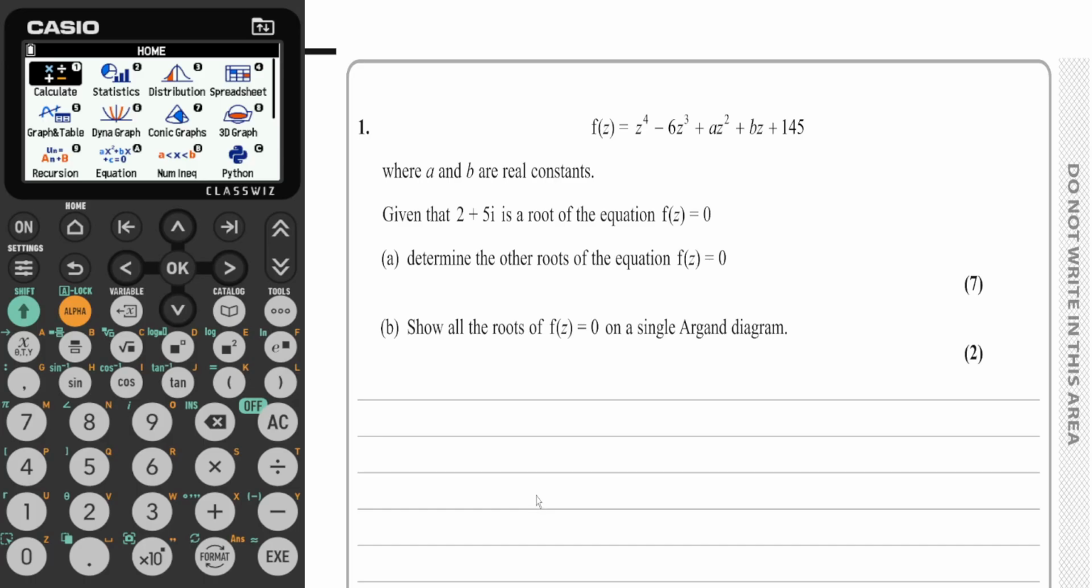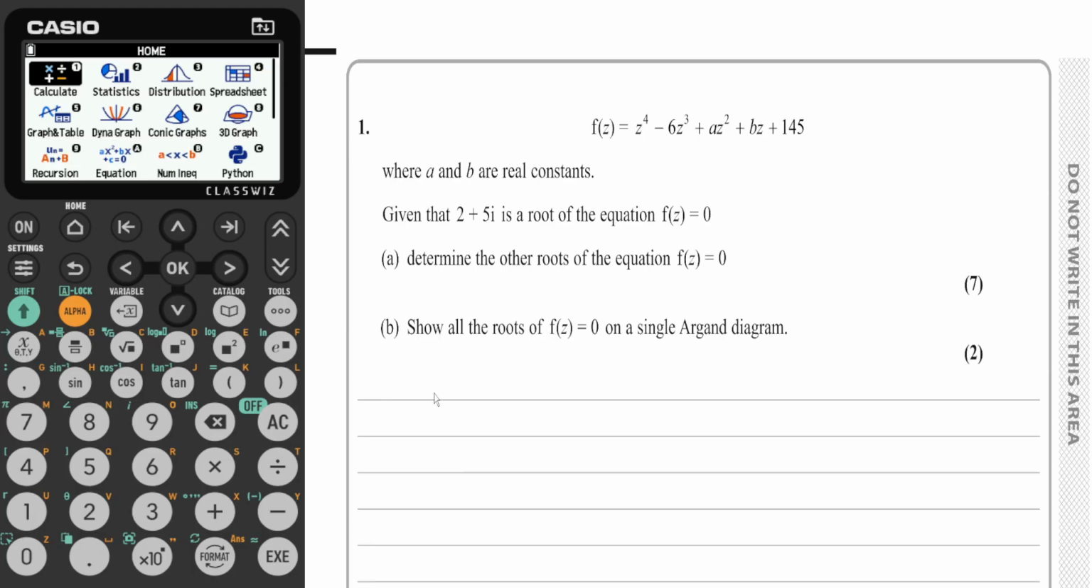Question number 1. f of z equals z to the 4 subtract 6z cubed plus az squared plus bz plus 145, where a and b are real constants. Given that 2 plus 5i is a root of the equation f of z equals 0, part A, determine the other roots of the equation f of z equals 0.